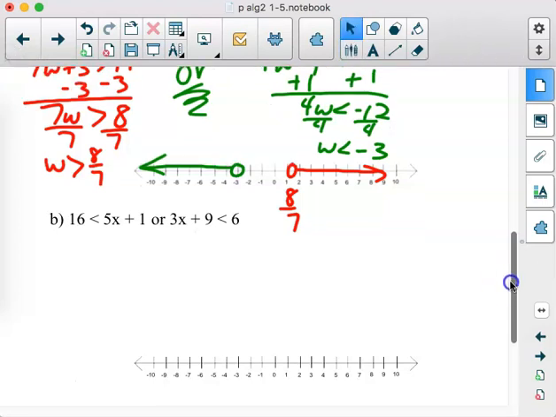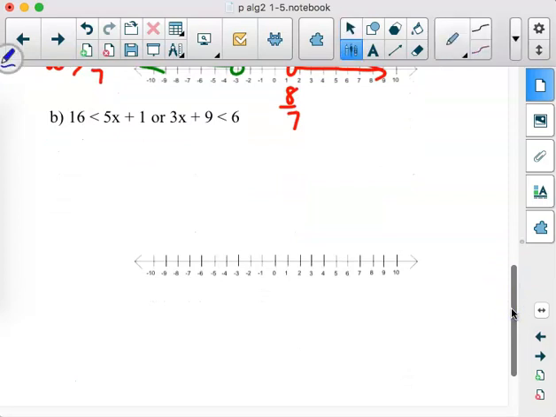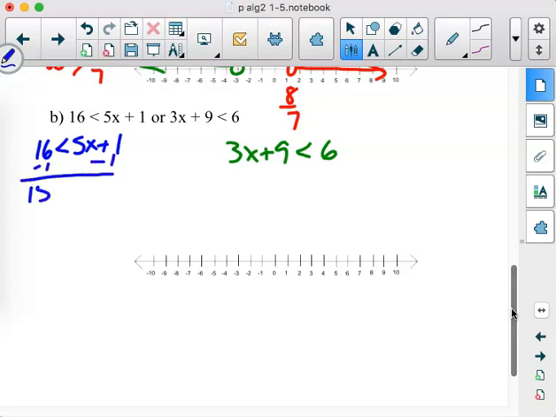Oh, B looks interesting. Let me write this down in a couple of different colors. In the blue, I have 16 is less than 5x plus 1. What do you want to do? Let's subtract that 1. Do you have to do any flipping for subtracting? No. Divide by? Any flipping for dividing by 5?